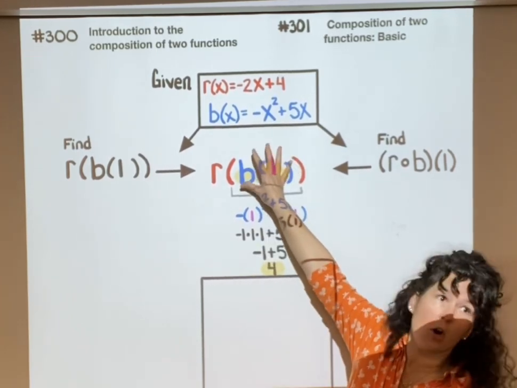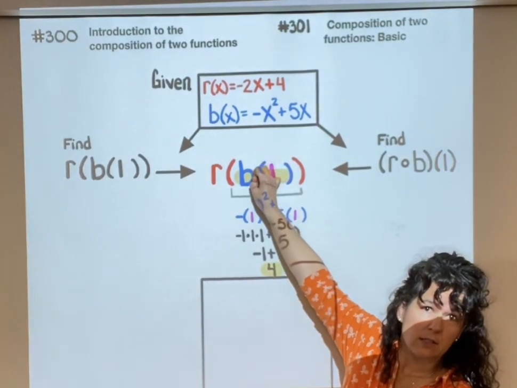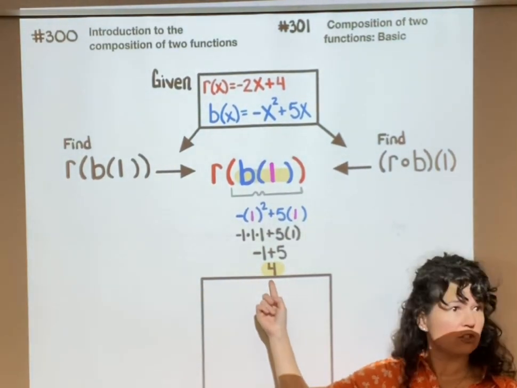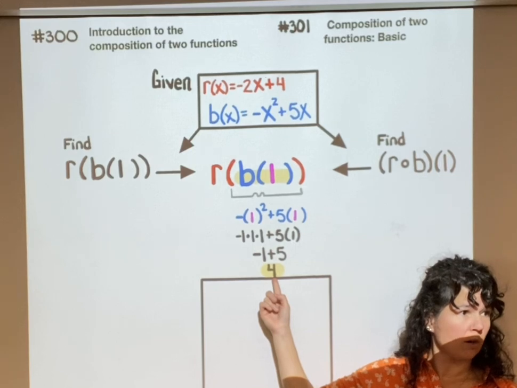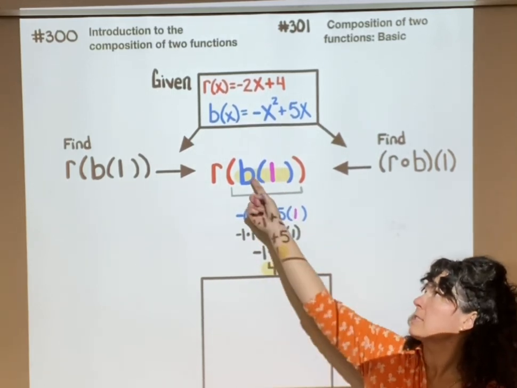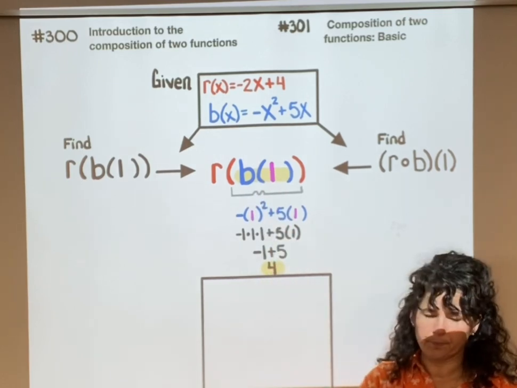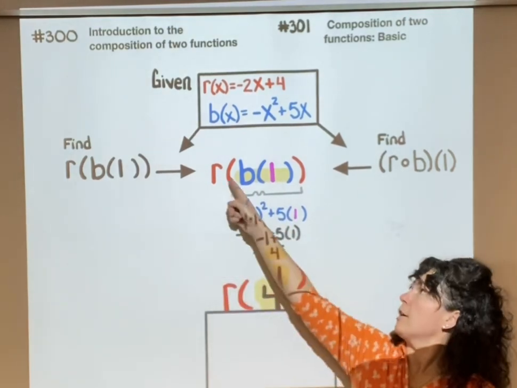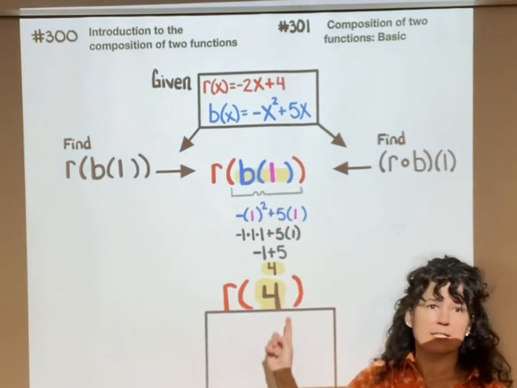So I can grab all of this and replace it with the answer 4. I found the answer to the inside. So now that I'm going to replace B of 1 with 4, the R is still there. You see that substitution?